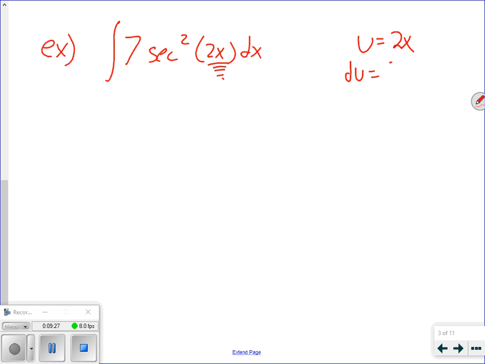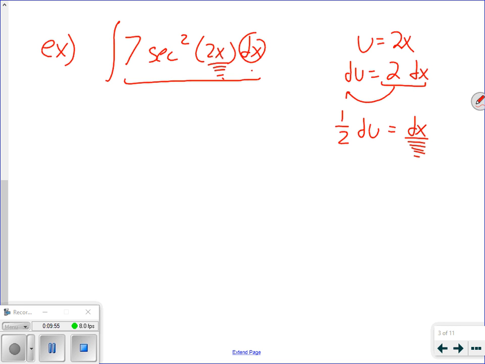So then du is 2 dx. Well, if you look in the original problem, there is no 2 dx. So simply put, if I'm trying to substitute out the dx, let's move the 2 to the other side. We got 1/2 du equals dx. What this means is wherever I see the dx right here, I'm going to plug in 1/2 du. And then what I'm left with is the integral of 7 secant squared of, instead of 2x, u.